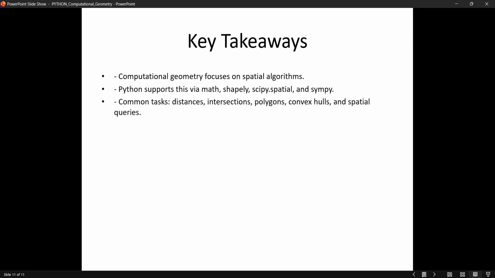So computational geometry focuses on solving spatial problems with algorithms. Python supports this through libraries like math, Shapely, scipy.spatial, and sympy. You can easily compute distances, intersections, polygons, convex hulls, and more.